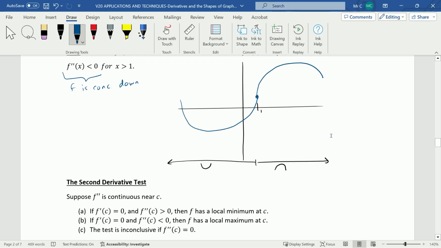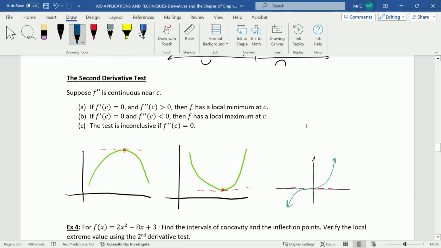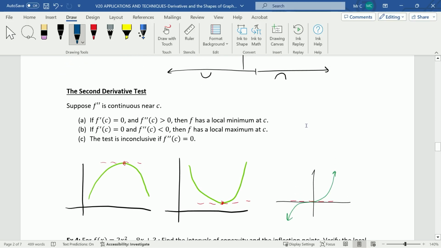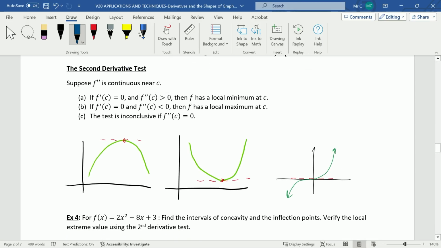All right, so now we'll talk about another way of looking at, or I should say verifying, whether a function has a local maximum or a local minimum at a point. This is called the second derivative test. Suppose f double prime is continuous near c. If f prime of c is 0 and f double prime of c is positive, then f has a local minimum at c. If f prime of c is 0 and f double prime of c is negative, then f has a local maximum at c. And the test is inconclusive if f double prime of c is 0.